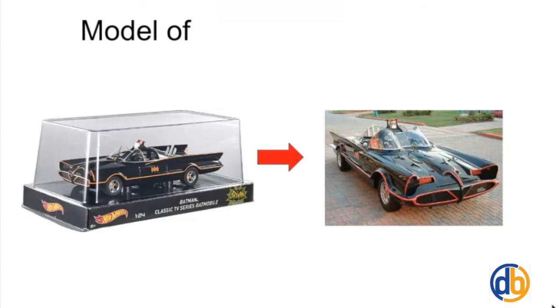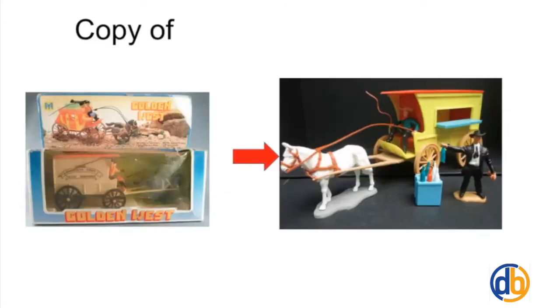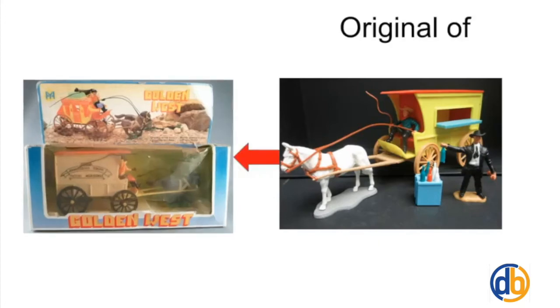Now, there are 7 different ways that we can link or make relationships of the items we have within the database. For example, you can have the model of something. Here's the Batmobile model from the 1960s Batman TV series. And we can relate it to the actual vehicle used in the TV series. You can actually take the real version of that item and go back the other direction and make a relationship back to the model. You can take a copy of something and make the relationship toward the original item. Vice versa, you can go from the original item back to the copied items.